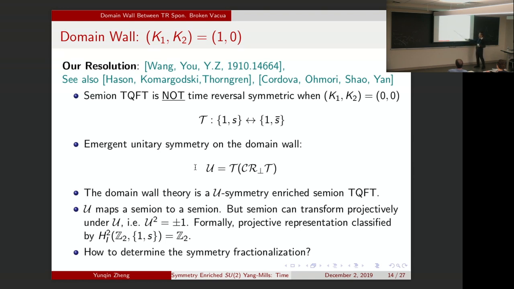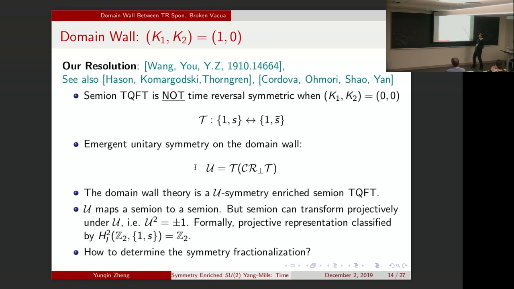And so why is such a unitary symmetry a symmetry on the domain wall? First, let's check the case where K1, K2 are both zero. In this case, because time reversal and CRT are both anti-unitary, both of them flip the spin of the semion operator. So the combination of them, which is a unitary operator, preserves the spin of the semion operator, so it indeed maps the semion to the semion itself. So it's a symmetry, at least for K1, K2 equals zero.